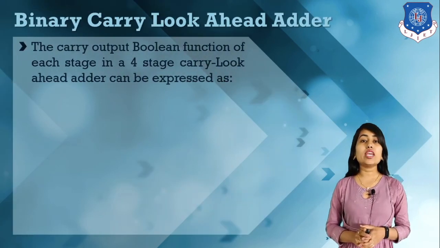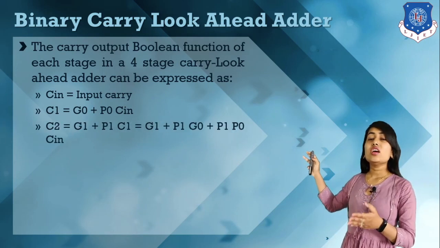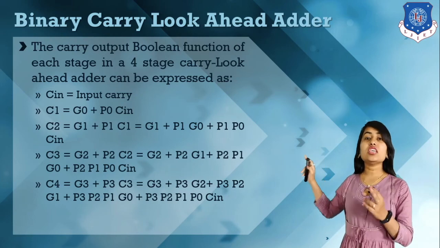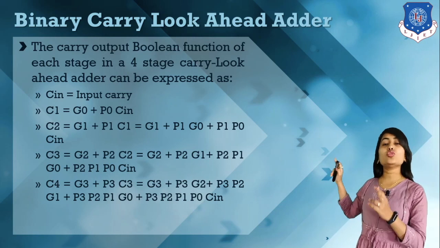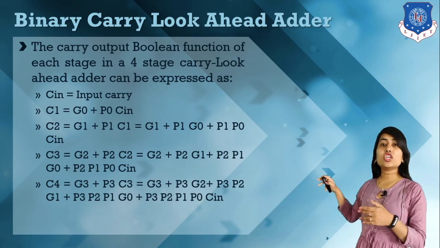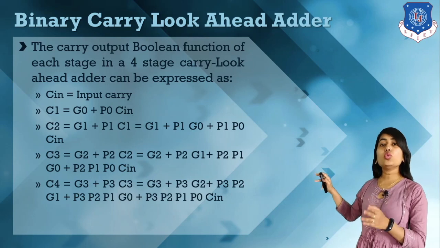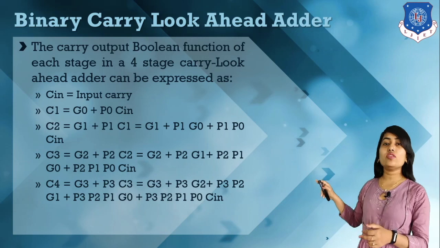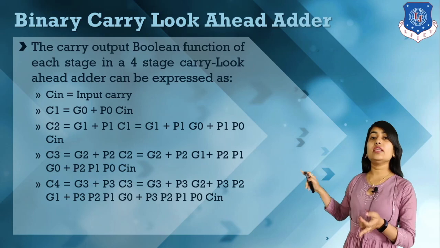If we calculate the carries separately, first our input carry C0 is equal to our input carry Cin. Now our next carry, C1, is equal to G0 plus P1 into Cin. Now we can calculate C2, which is represented as G1 plus P2 into C1. Now we have a value of C1, so we can put the value of C1 in like this. So we have an equation of C2 in terms of C0.